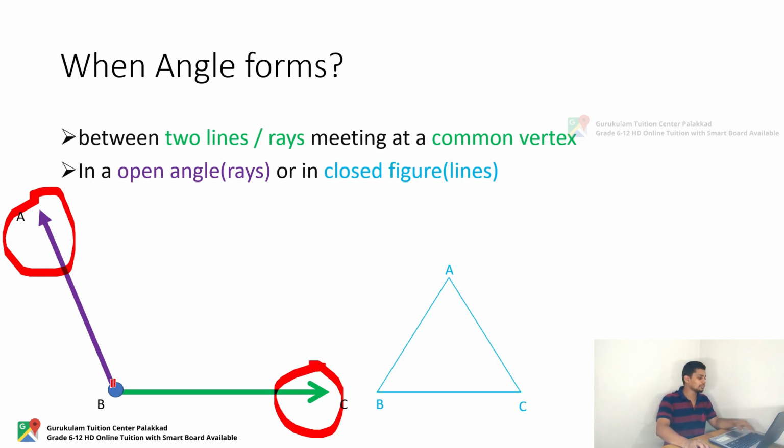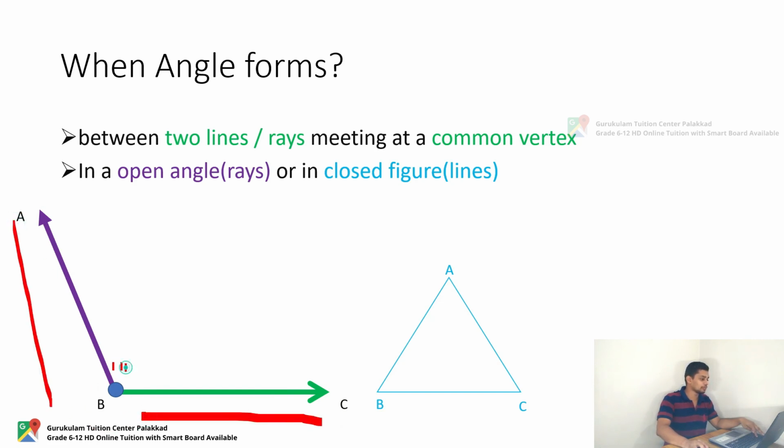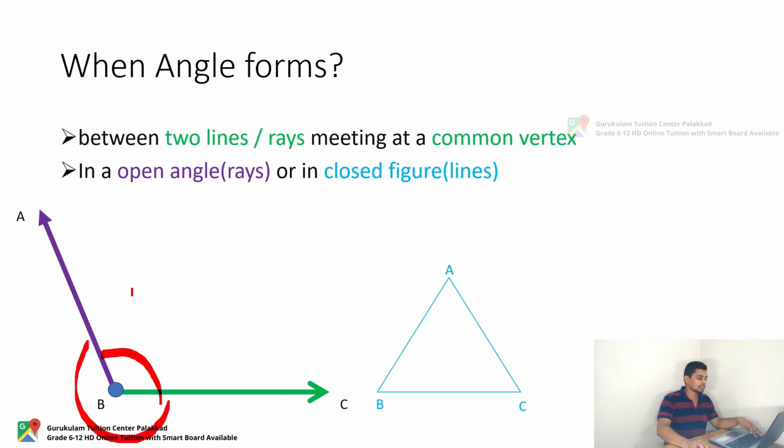These two rays are meeting at a common point called vertex B. So the angle is formed here or here. Such kinds of angle formation, or such types of angles, are known as open angles.